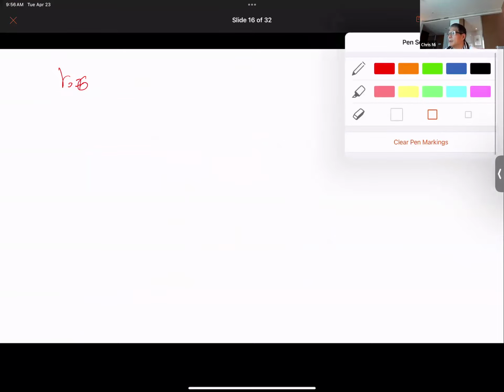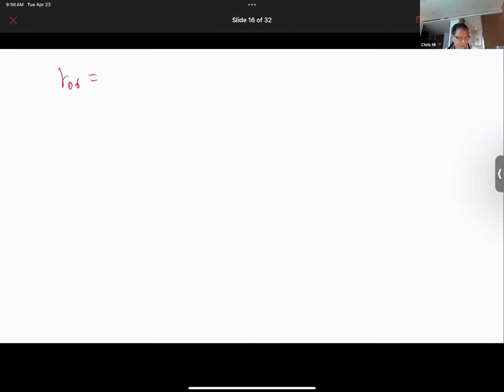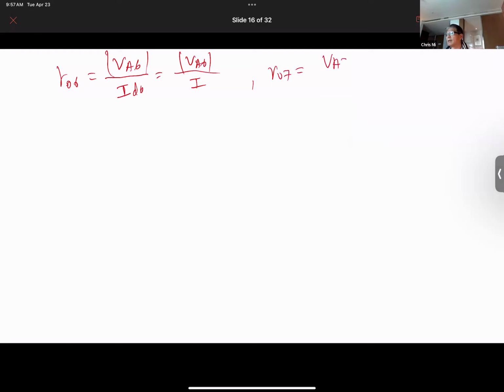And for RO6 and RO7, we can use the same or similar equations. RO6 is again VA6 in absolute value over ID6, and ID6 is I, so we get VA6 over I instead. The previous was 2I. And then RO7 we can get similarly as VA7 divided by I. So we got all these equations.